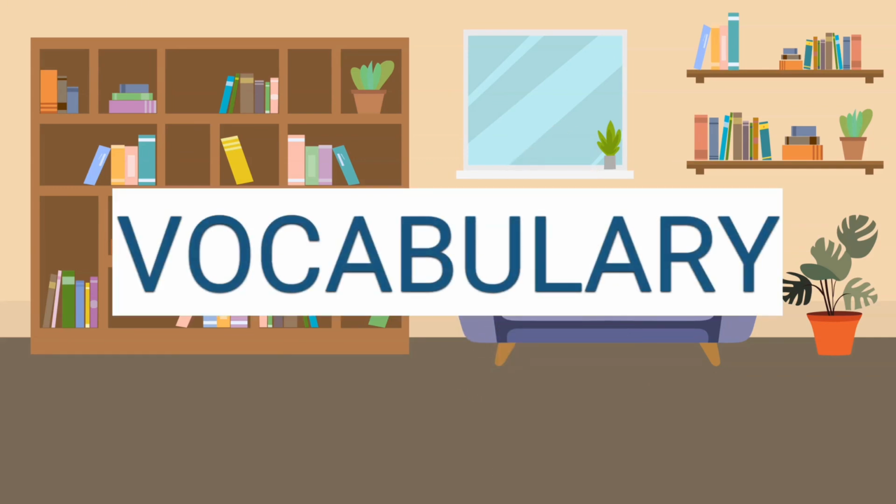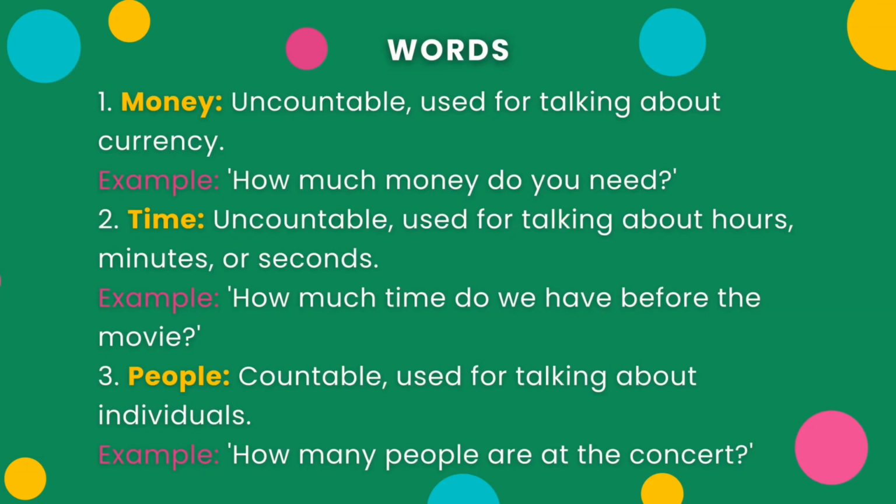Vocabulary. Here are 5 words we'll practice today. 1. Money, uncountable, used for talking about currency. Example, how much money do you need? 2. Time, uncountable, used for talking about hours, minutes, or seconds. Example, how much time do we have before the movie?